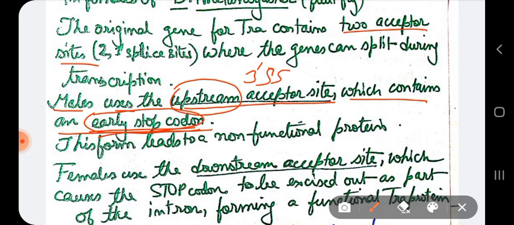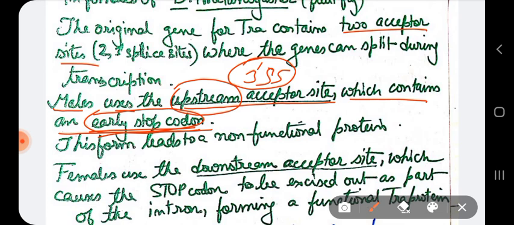So there is a premature stop codon which will not code for that whole functional transformer activating protein. So the transformer activating protein is not found in males. The gene is present, but during the splicing process the male uses the upstream 3 prime splice site, towards the 5 prime end, found in the males of that tra gene, the transformer activating protein gene.